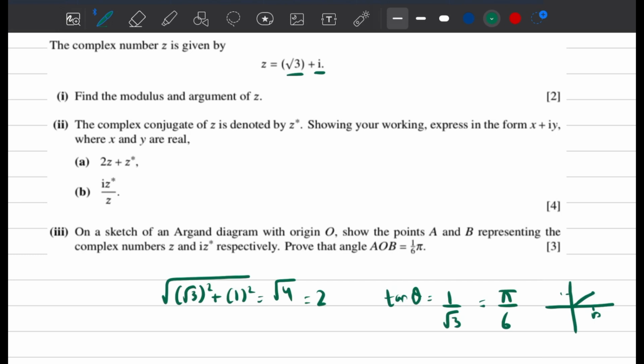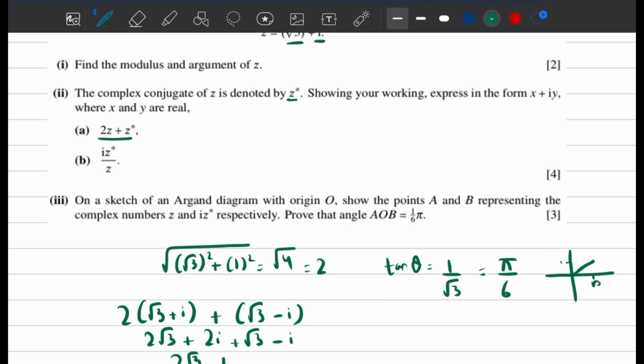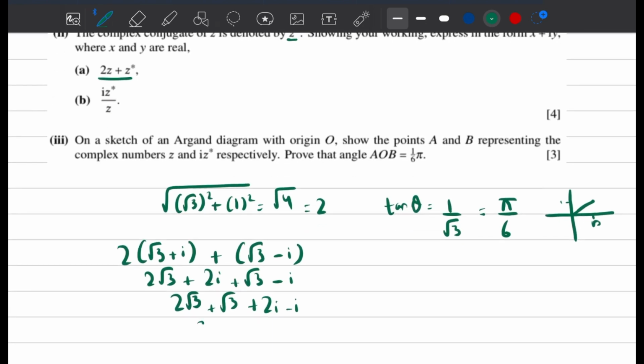Do you get this? Then it says the complex conjugate of z is denoted by z conjugate. We need to find this answer. So that's simple. 2z is 2 under root 3 plus 2 iota, plus z conjugate is under root 3 minus iota. So my answer will be 2 under root 3 plus under root 3, plus 2 iota minus iota. That's going to be 3 under root 3 plus iota.